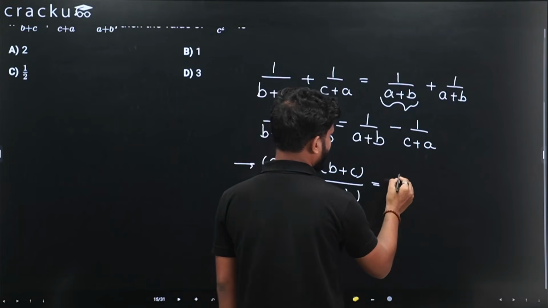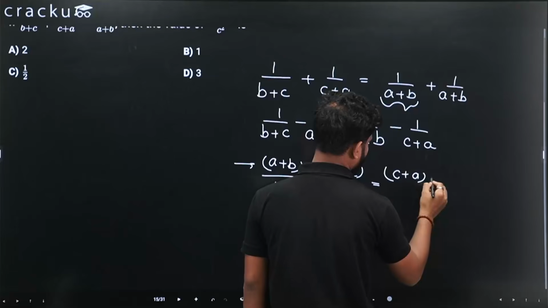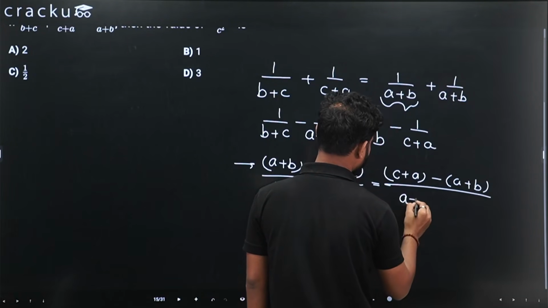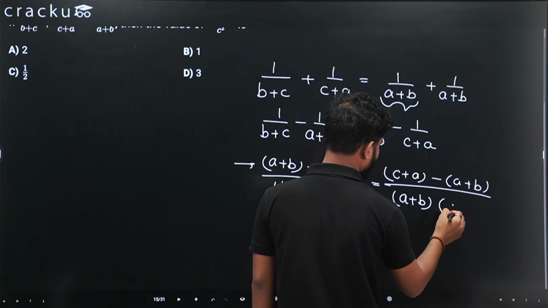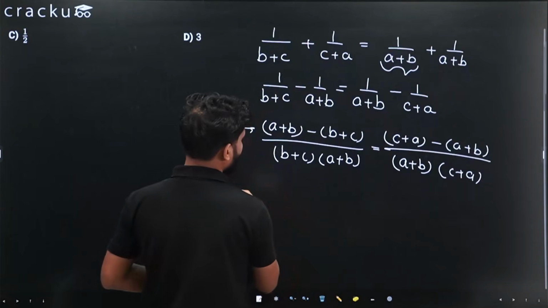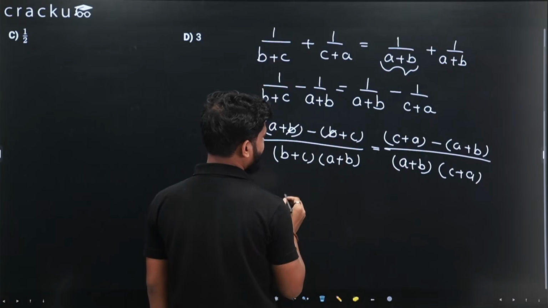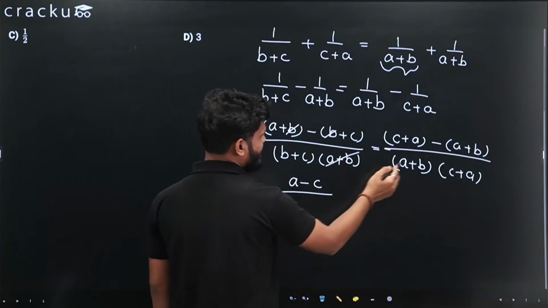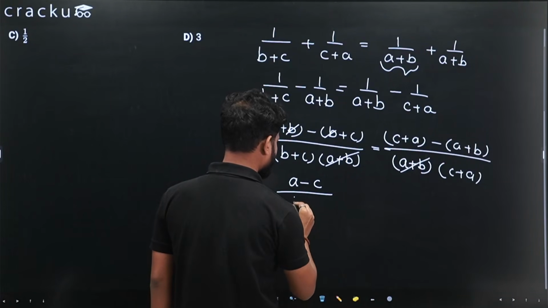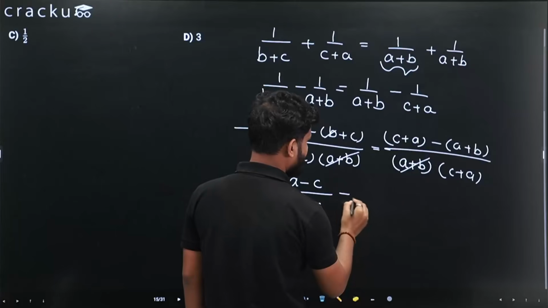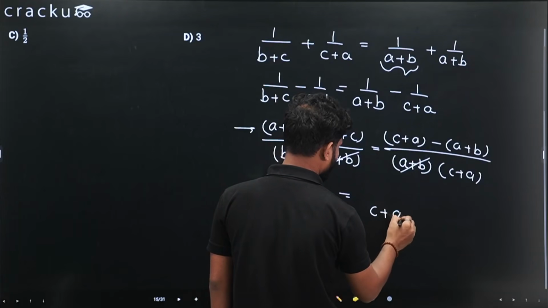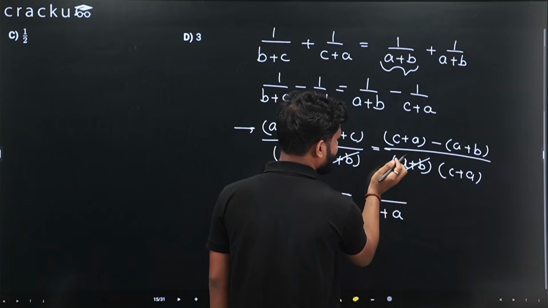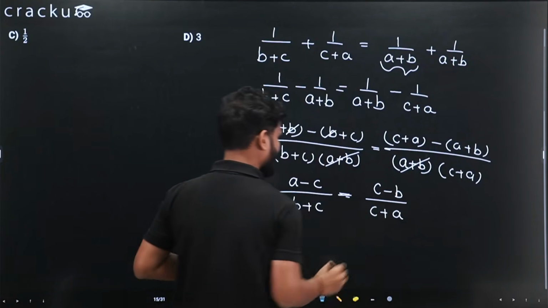From here what do I get? I get (C + A)(A − B) upon (A + B)(C + A), right? From here what will happen? B and B will get cancelled and I will get (A − C) upon, if you see here, A plus B and A plus B is common, so that will also get cancelled. This will be (B + C) is equal to what? This will be (C + A) into A, this will be (C − B), correct?